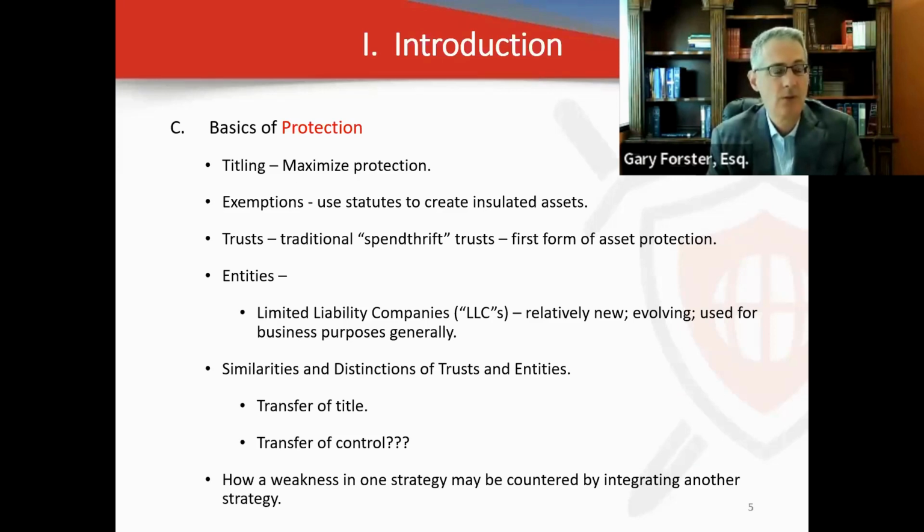When we look at asset protection, we tend to focus on 4 tools. This slide works through them in the bullet points: titling, exemptions, trusts, and business entities. And when we choose a jurisdiction or a particular tool, each tool has advantages and disadvantages depending on which one we choose.